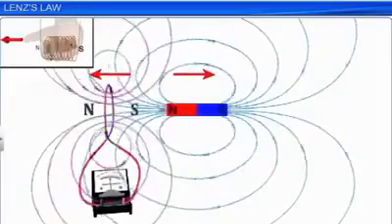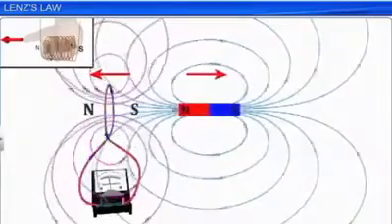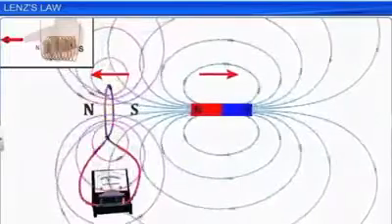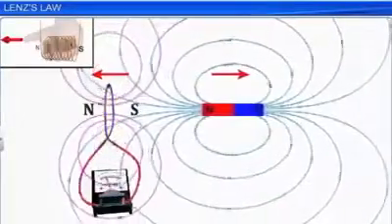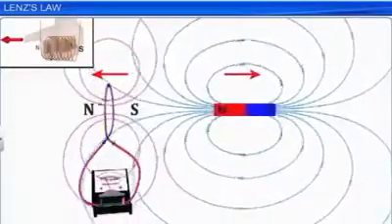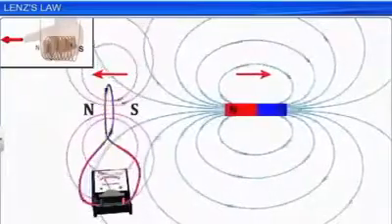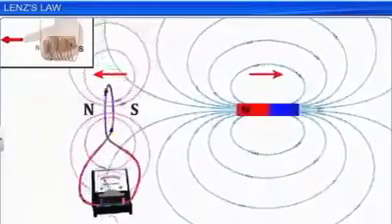This current produces a south polarity towards the north pole of the receding magnet. This south pole attracts the north pole of the bar magnet, thereby resisting the motion of the magnet.